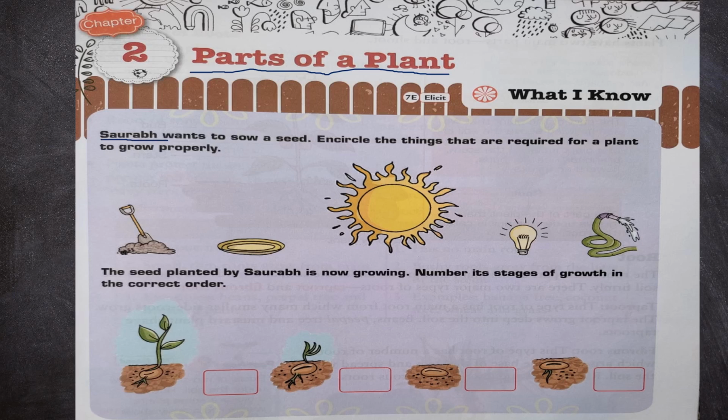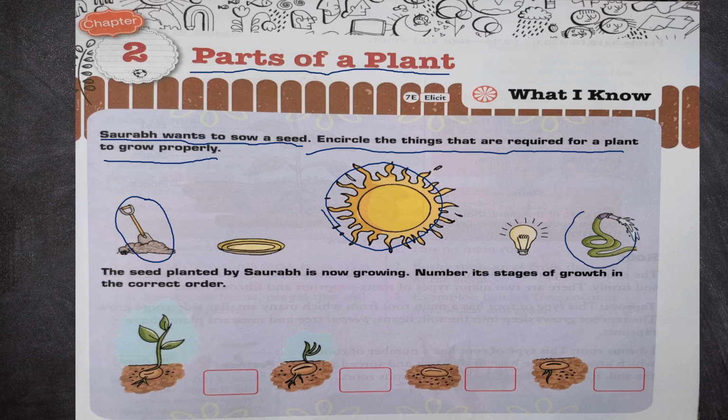Saurabh wants to sow a seed. Encircle the things that are required for a plant to grow properly. So we can see we have this soil and digging the soil. So we need this for the seed. We do not need this plate. We need the sun. We do not need the bulb, and we need water. So we need these three things for a plant to grow properly. So we have circled them.